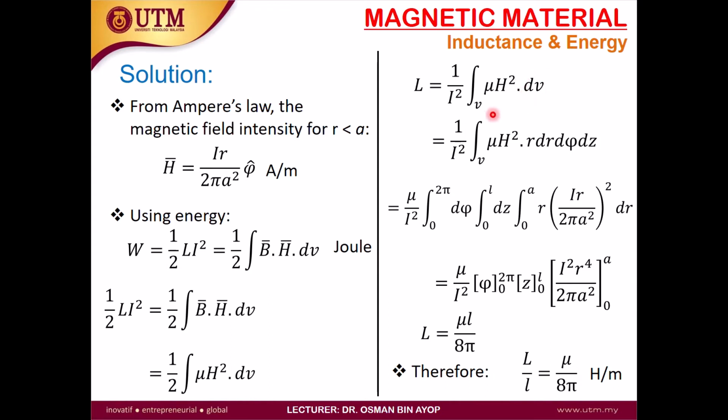So you have to know the volume of the cylinder. For the cylindrical coordinate, the volume element is r dr dphi dz. Next, the limits are: phi is from 0 to 2 pi, z is 0 to L, and r is 0 to A. When you solve these integrations, you will obtain L equals mu L divided by 8 pi. So the inductance per unit length equals mu divided by 8 pi Henry per meter.